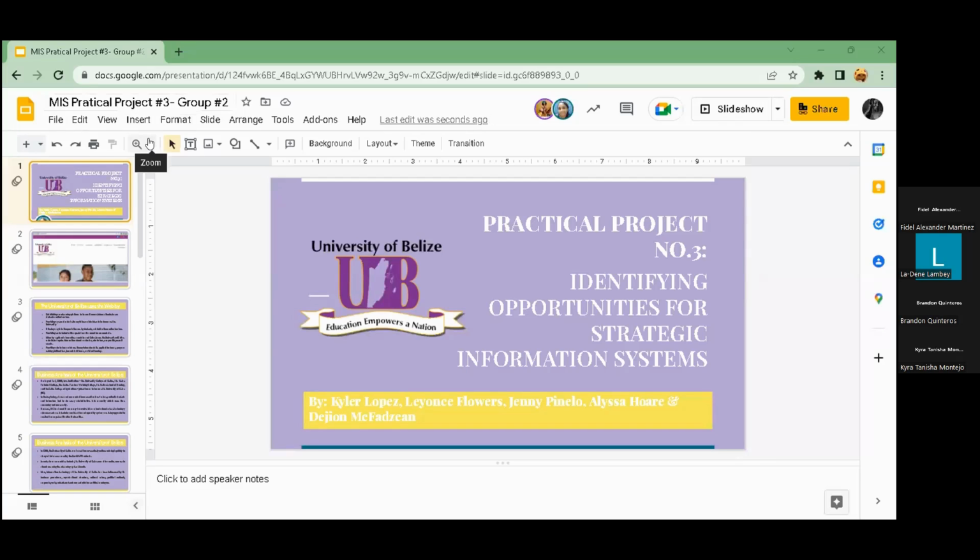Miss, what do we put under where it says topic on the form? Just the title of the presentation. So here we have identifying opportunities for strategic information systems. Thanks. Yeah, all groups should have the same topic.